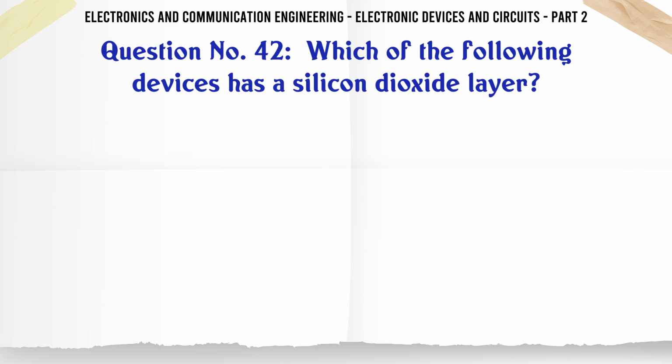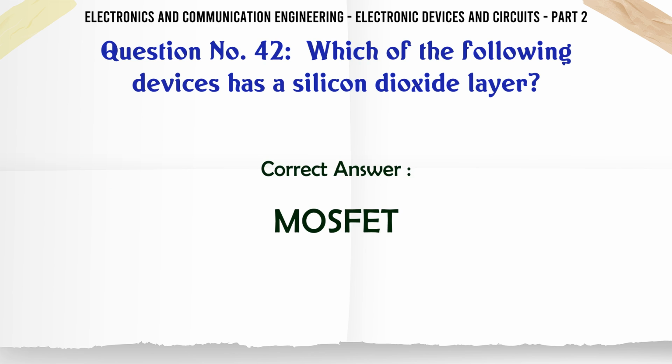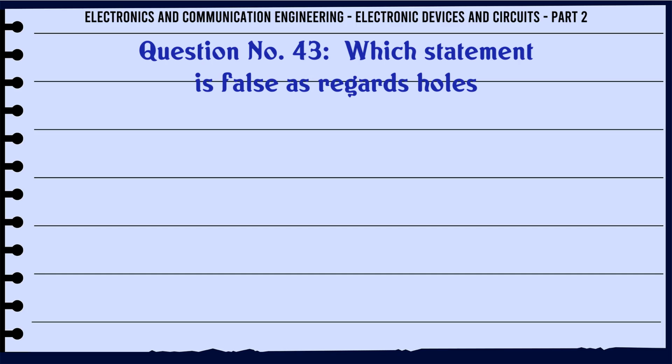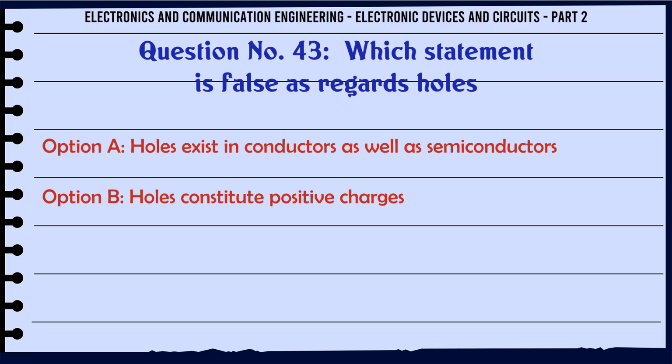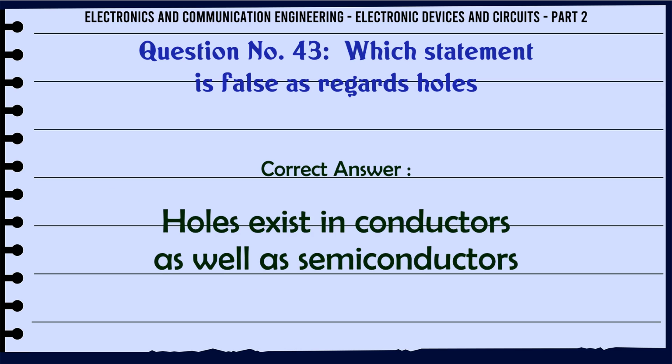Which of the following devices has a silicon dioxide layer? A, NPN transistor; B, tunnel diode; C, JFET; D, MOSFET. The correct answer is MOSFET. Which statement is false as regards holes? A, holes exist in conductors as well as semiconductors; B, holes constitute positive charges; C, holes exist only in semiconductors; D, holes and electrons recombine. The correct answer is holes exist in conductors as well as semiconductors.